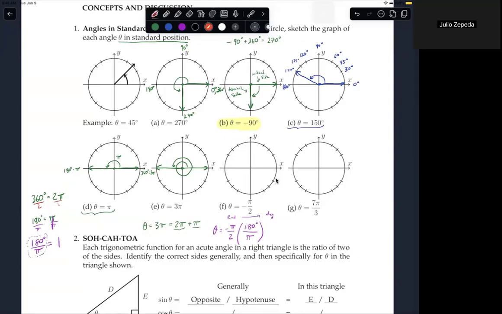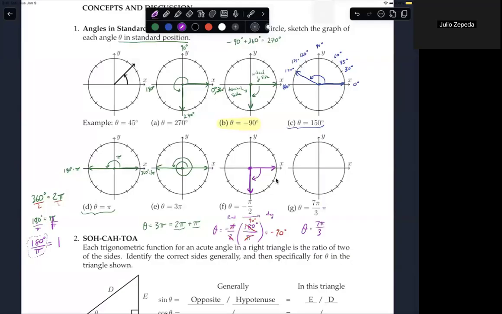Okay, so I'll do the multiplication here. These pi's will cancel. 2 goes into 180 90 times. So this is actually -90 degrees, which we've already graphed. So we'll just graph it again. Why not? I'll do it in purple. Here is our initial side. And here's our terminal side. The angle is negative, so the rotation will go clockwise. That's it there. All right, and then the last one, theta equals 7 pi/3.